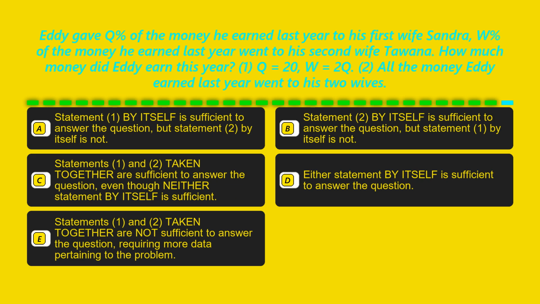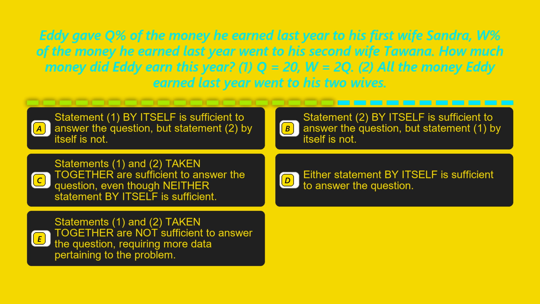Question 12. Eddie gave Q% of the money he earned last year to his first wife Sandra. W% of the money he earned last year went to his second wife Tawana. How much money did Eddie earn this year? 1. Q equals 20, W equals 2 quetzales. 2. All the money Eddie earned last year went to his 2 wives.